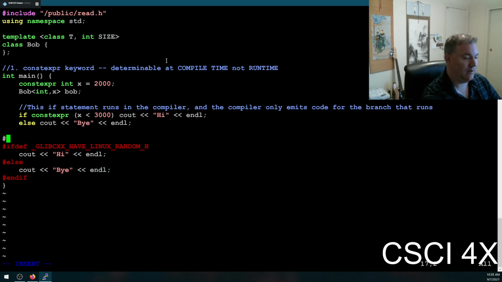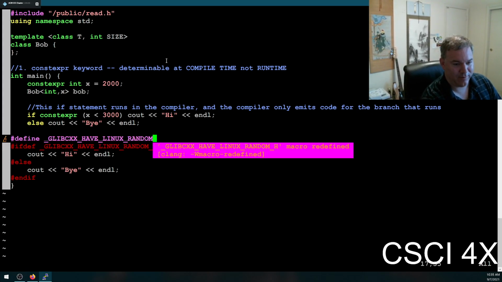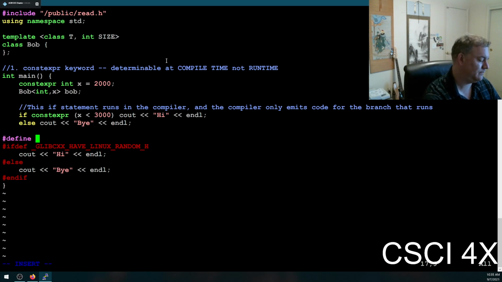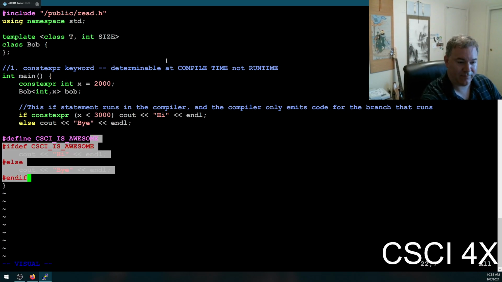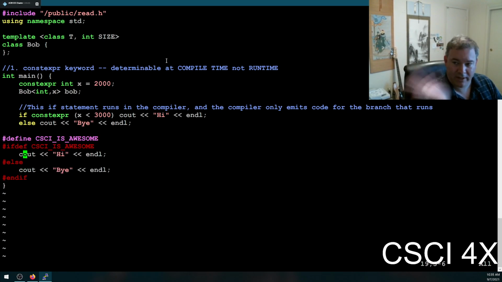For example, we could define, say, csci is awesome. And then this whole thing here, these 5 lines of code, will be replaced with just this one line of code here, cout high, because csci is awesome is defined.